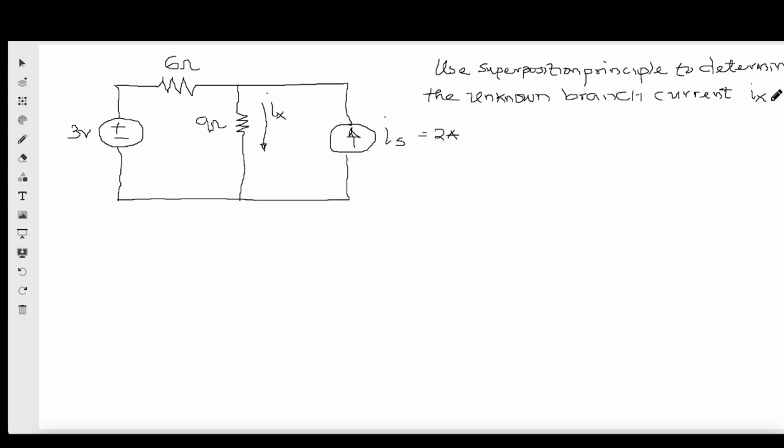So, like the superposition principle said, it states that the response in a linear circuit having more than one independent source can be obtained. Look at it. How many independent sources do we have here? We have two independent sources, the voltage source here and the current source here. It can be obtained by adding the responses caused by the separate independent sources acting alone.